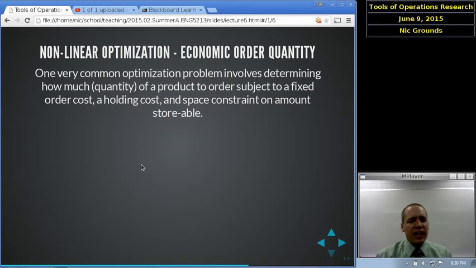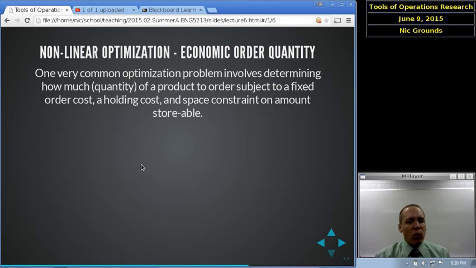So I'm going to decide how much, or a quantity, of a product to order, subject to a fixed order cost. That is, every time I have to order more product, there's a fixed cost with that. So I can't just keep ordering one product at a time every day. Or I could, but I have to pay overhead every time I order more product. So it would be better if I can order in bulk fewer times and pay less overhead.